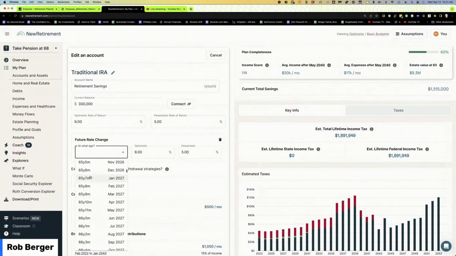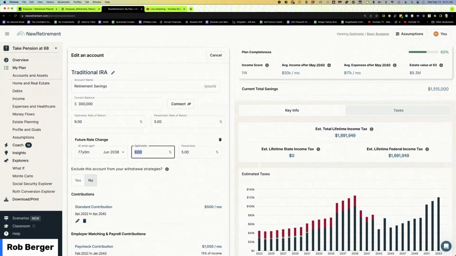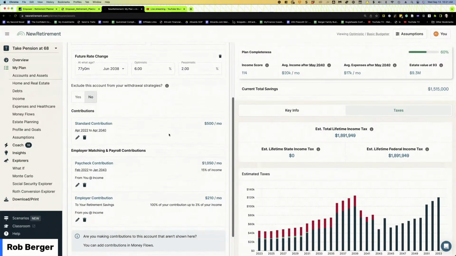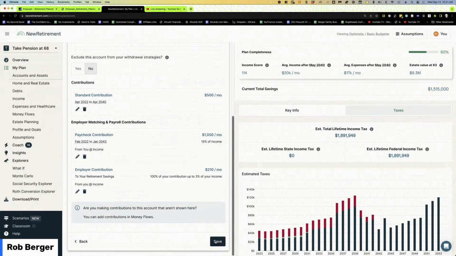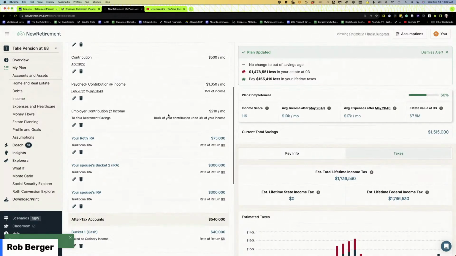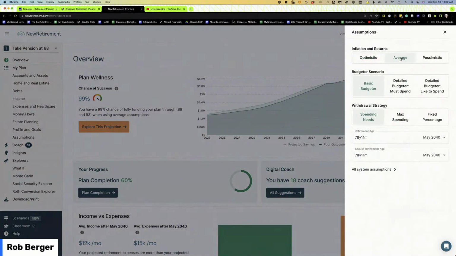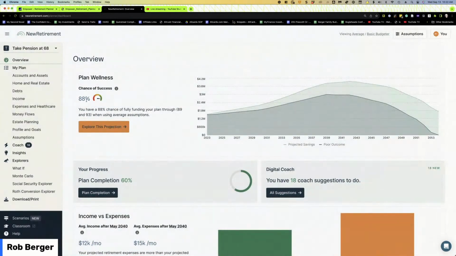So at, I don't know, let's say at 77, you think the optimistic is only going to be 6% and the pessimistic is 2%, because you'll have a lot of bonds. Again, you could do this in countless different ways. But that's the level of detail you can use with New Retirement that you can't with Empower. So again, there are pros and cons to both. And then you can see how that changes for all of your assumptions, including average. I don't know if you remember, but I think the average was like low 90s just a minute ago. And because of that change in assumption, it drops to 88%.